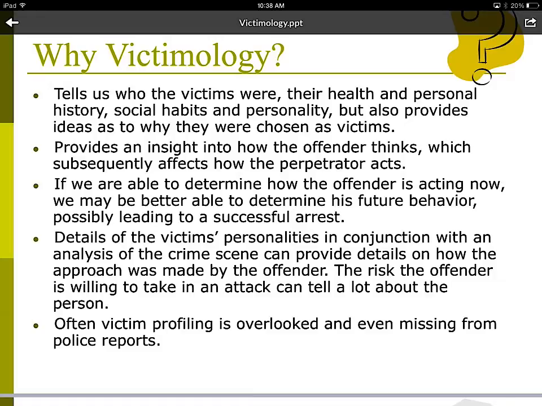Did they attack them right in daylight? Did they lure them in by having them take sleeping pills? How did the offender go about attacking this person? Often, victim profiling is really overlooked, but it can be a key link to finding the offender.